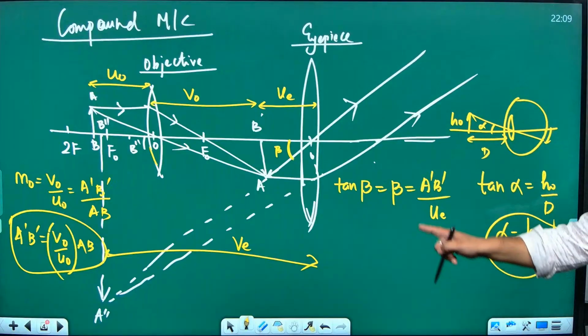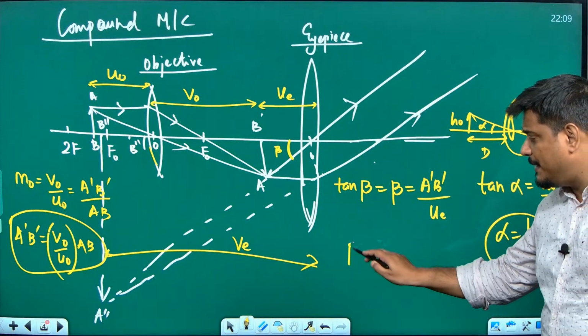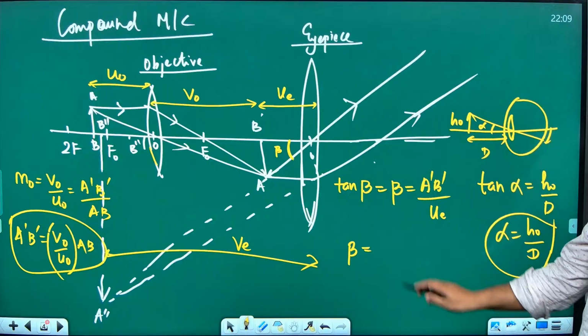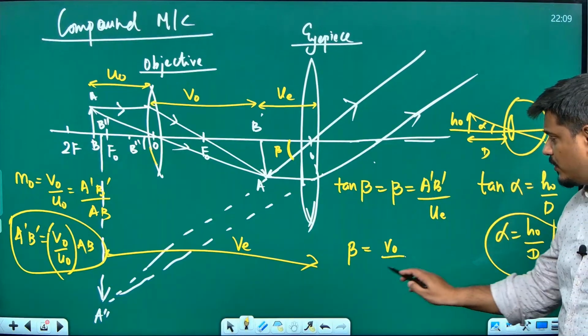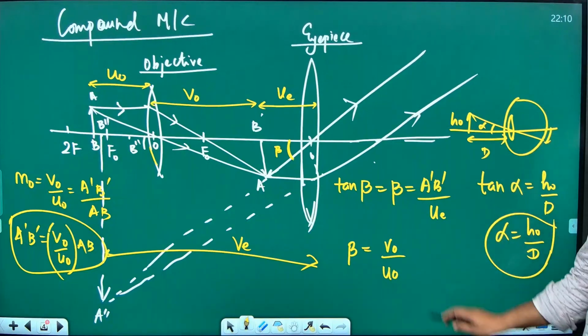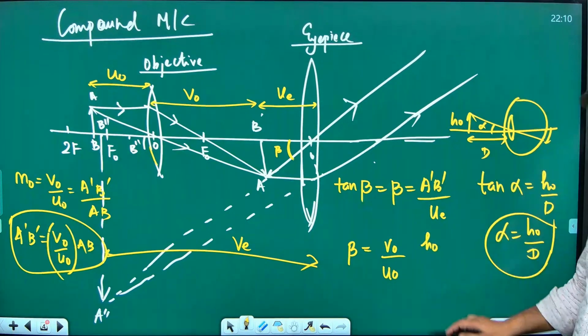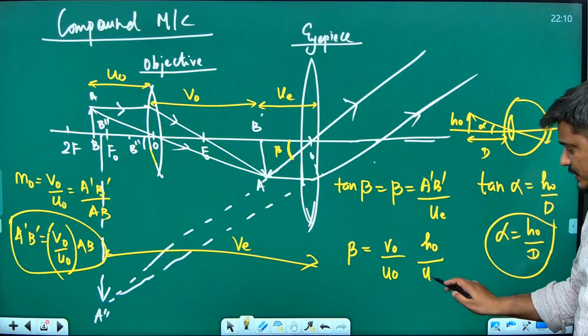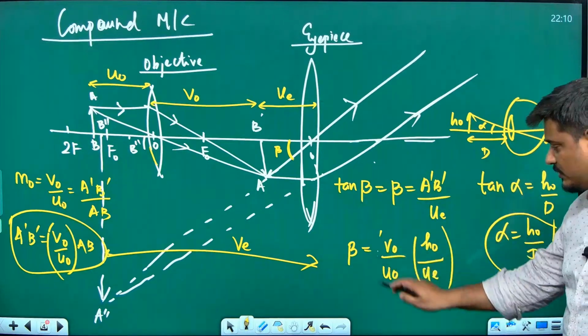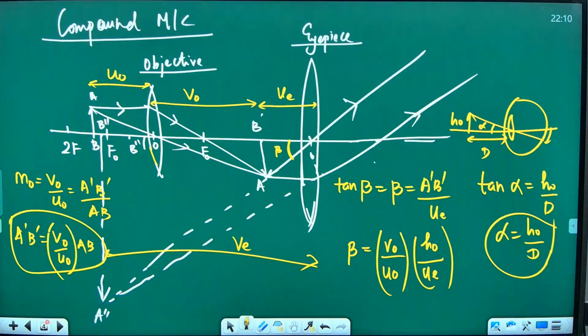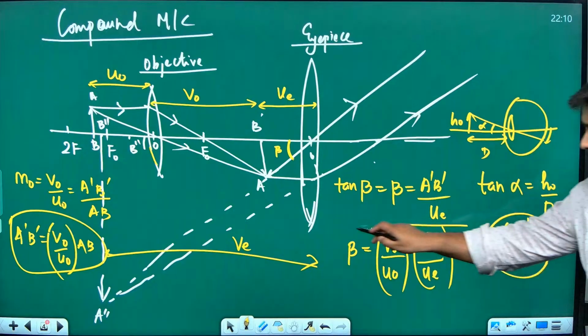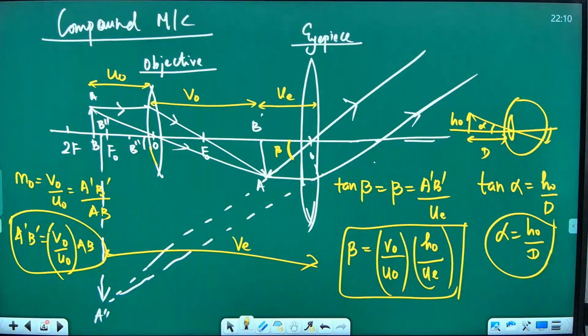Now, I am going to put the A dash B dash here. So, I am going to get beta as VO by UO into AB. What is AB? Object HO divided by UE. Is it clear to you? This beta and this alpha are known to me.